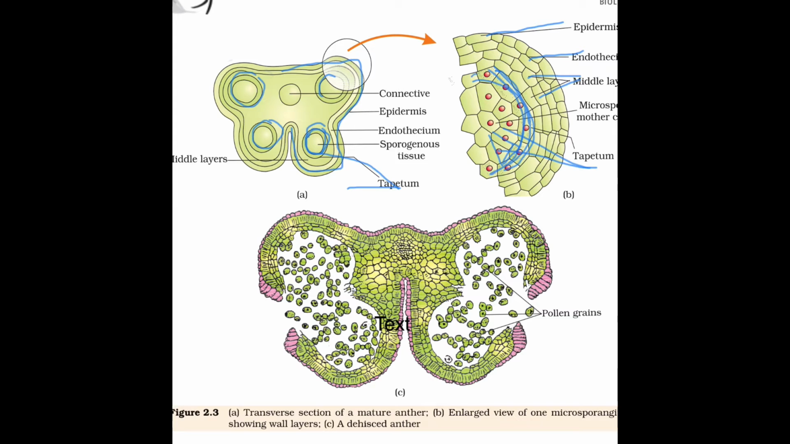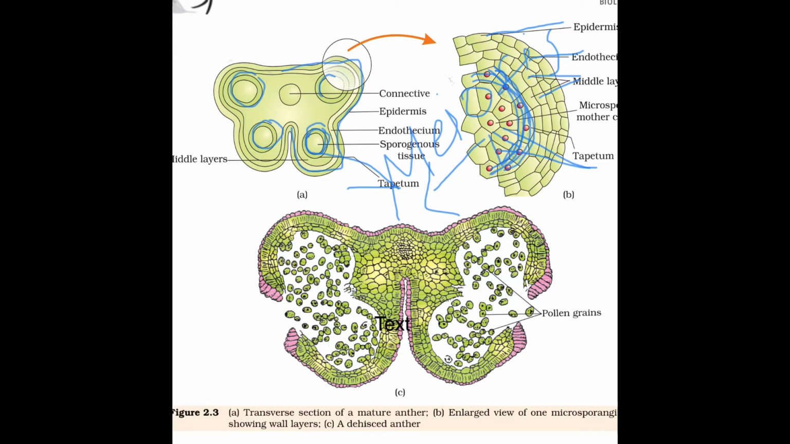All the cells of this sporogenous tissue have the capability to divide, and that's why they will be called pollen grain mother cell or microspore mother cell. These cells will divide by meiosis. This is a very important point to remember. The sporogenous cells inside the microsporangium will divide by meiosis or reductional division, and they will form microspore tetrads.